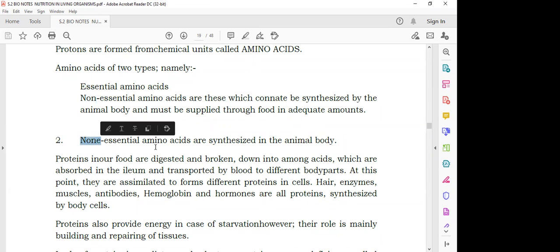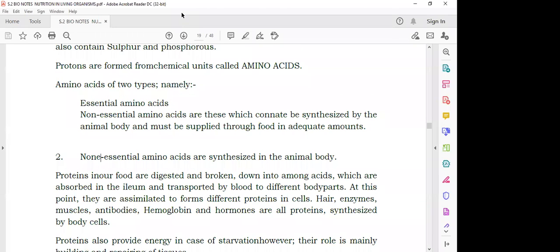Then we have the non-essential, which are synthesized in the body. You can also make that correction. Our bodies can make certain amino acids, but those which must come from the diet are the essential amino acids. And if your body lacks these essential amino acids, you are most likely to get deficiency diseases, okay? Do you know of any deficiency disease which is associated with lack of amino acids?